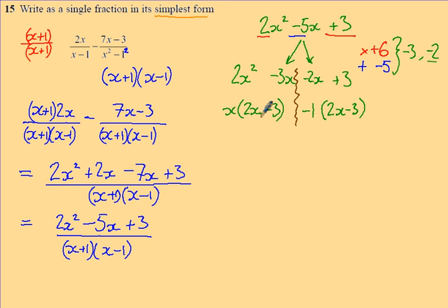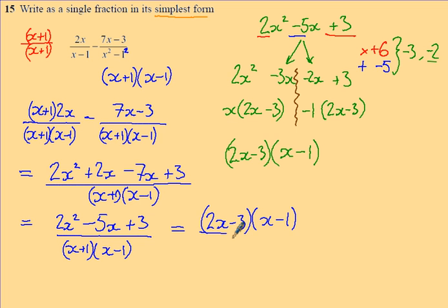Now I can factorize out my 2x minus 3, and I'll be left with an x from the front and a minus 1 from the back. So that's me then factorizing the numerator of my fraction. So this becomes 2x minus 3 x minus 1 over x plus 1 x minus 1.